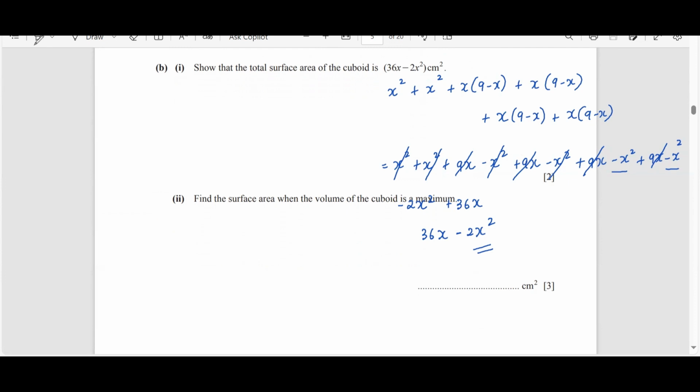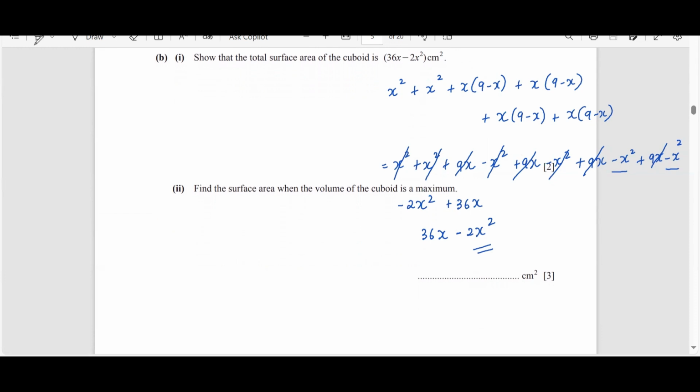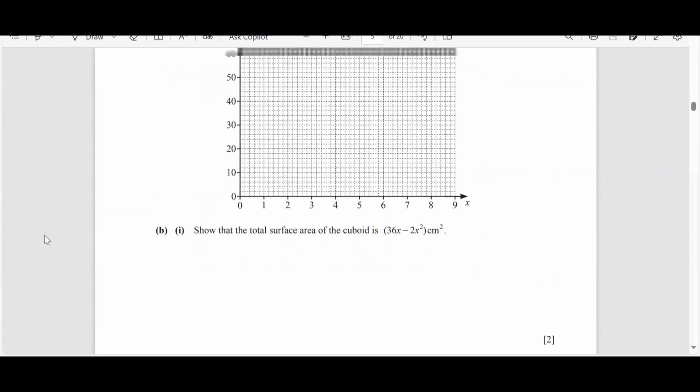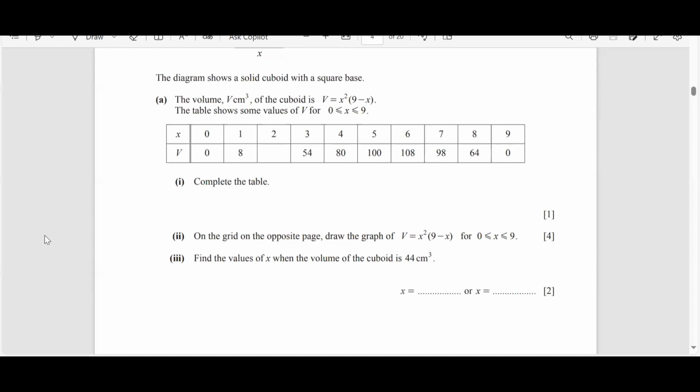Now, the last one here: find the surface area when the volume of the cuboid is maximum. So let's go back to the table that's given to us. In the table, we've completed the volume column. When we check the volume here, the volume is maximum when x is equal to 6.